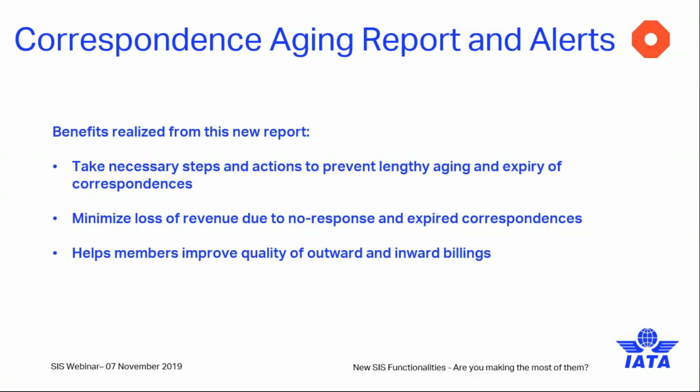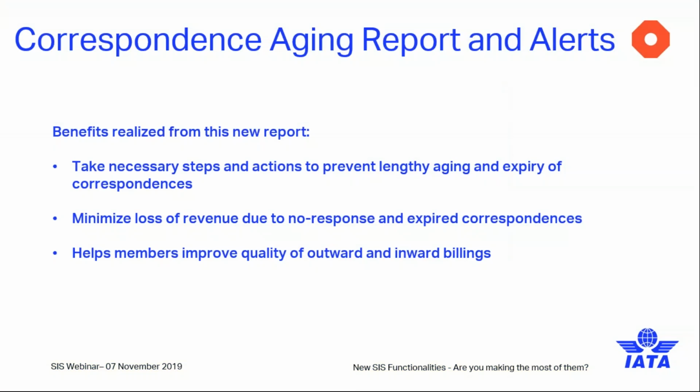So for instance, if you have a high volume of correspondences that have crossed stage 7 iteration, you may wish to review your processes of how you handle correspondences and your rejection memo performance and what's leading to those correspondence volumes. So it's very important that the appropriate team member of your organization is assigned to receive these correspondence aging alerts for these particular reasons.